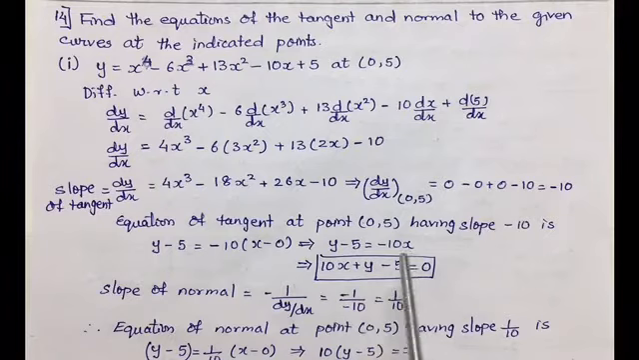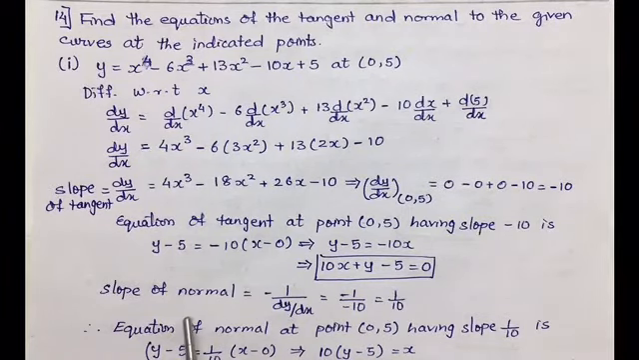Expanding the brackets, we get y minus 5 is equal to minus 10x. Shifting minus 10x to the other side, we get 10x plus 5y minus 5 equal to 0. So this becomes the equation of the tangent.